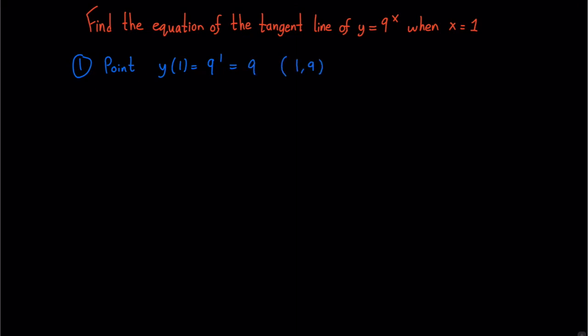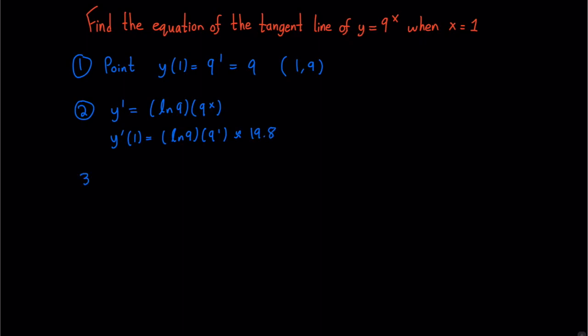But to find the equation of a line, we need a point and a slope. So to find the slope, the first thing we're going to do is take the derivative, and that is going to be natural log of the base, which is 9, times 9 to the x. And we're going to plug 1 into the first derivative to find the slope when x equals 1. We'll punch this in our calculator and see it gives us 19.8, about that.